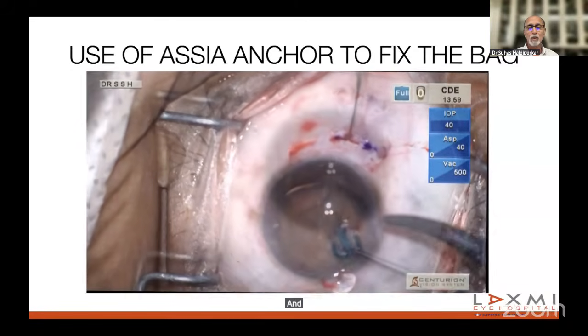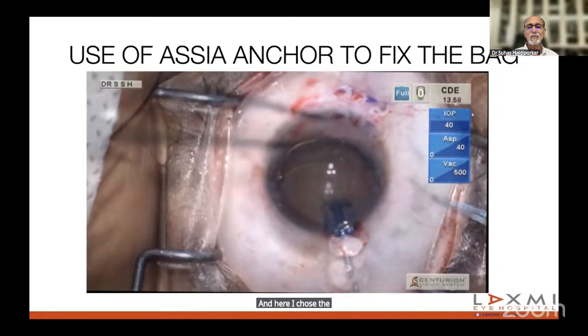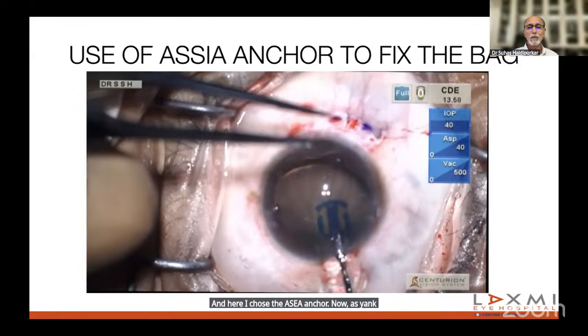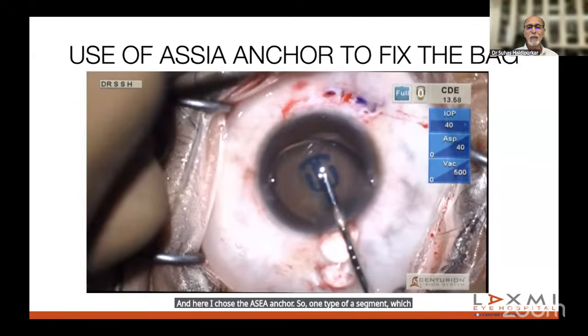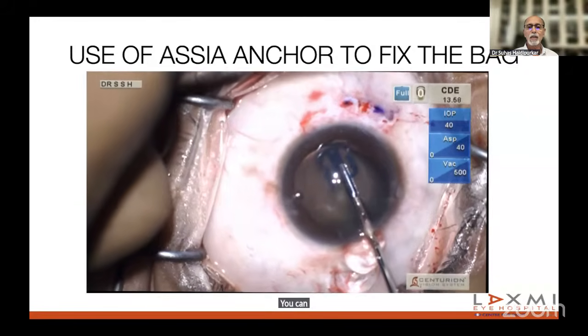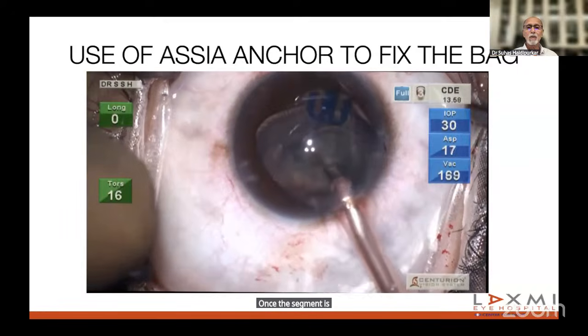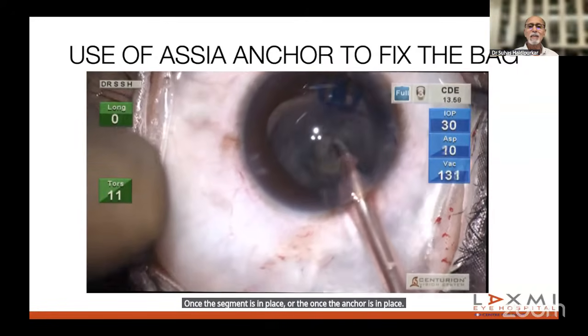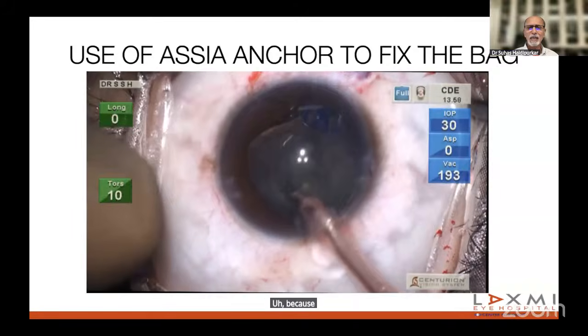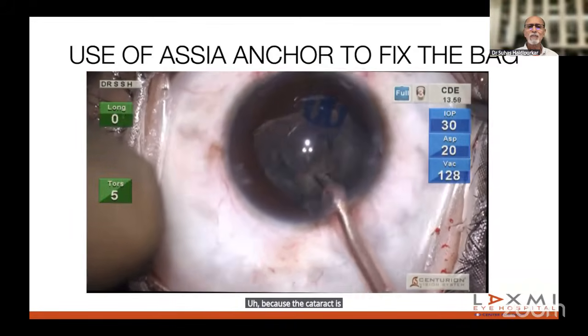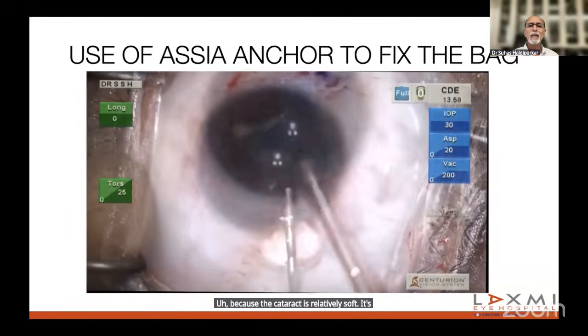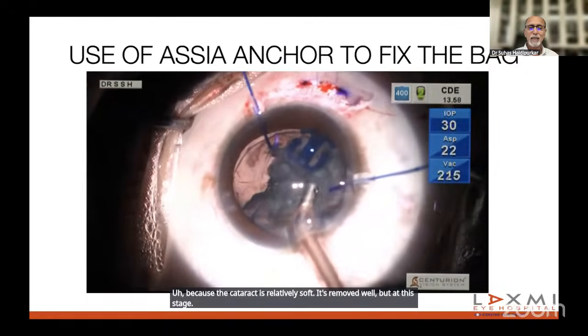And here I chose the ASIA anchor. Now, the ASIA anchor is also one type of segment, which is like a paper clip. You can insert it into the rhexis that is formed there. Once the anchor is in place, because the cataract is relatively soft, it's removed well. But at this stage, I realized that the bag is collapsing.